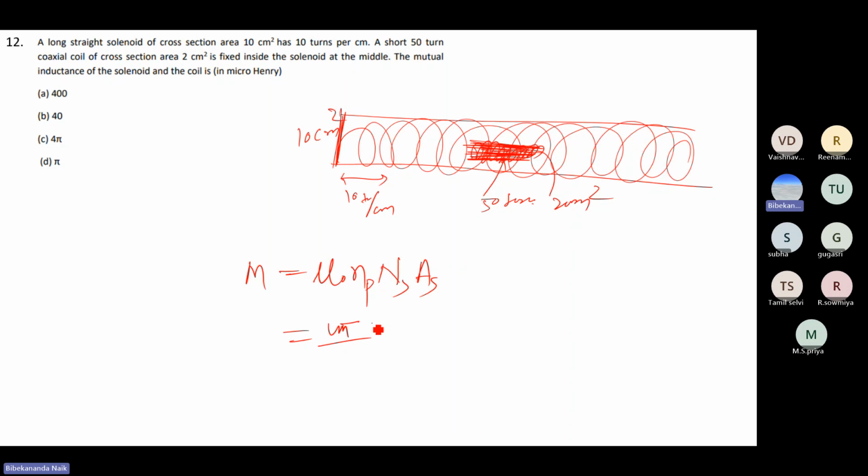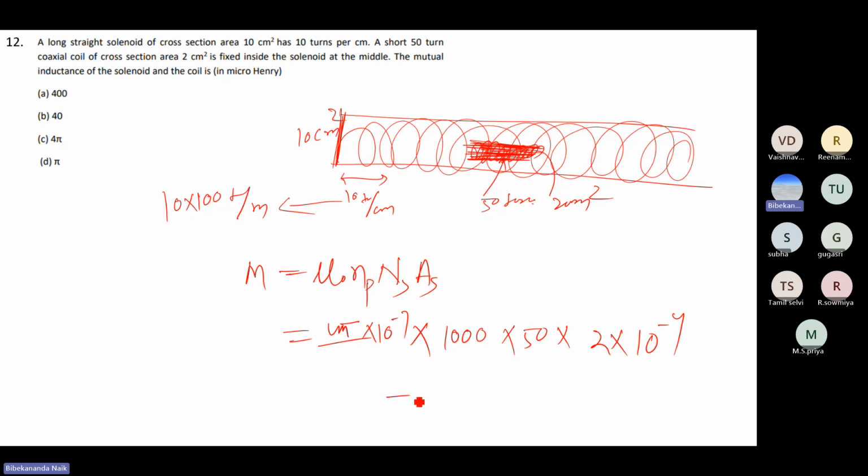4 pi into 10 to the power minus 7 into, suppose it has 10 turns per centimeter, so it will be having 10 into 100 turns per meter. So it will be 1000 turns per meter. So 1000 turns into Ns, the number of turns in the secondary coil, is 50, into area of cross section of the secondary coil. It is 2 centimeter square. So 2 into, when you convert centimeter square into meter square, 10 to the power minus 4.